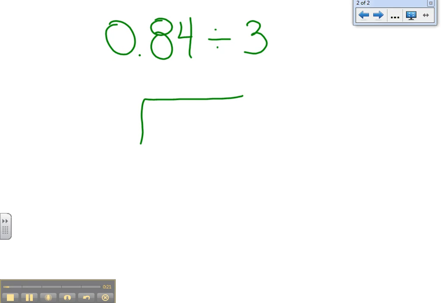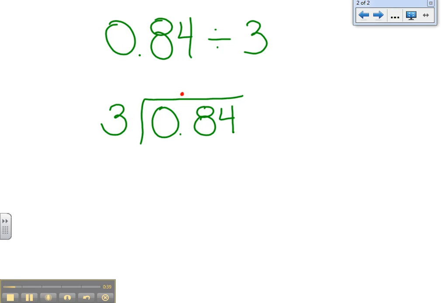The first number is my dividend, so that goes in the house. So 84 hundredths is going to go inside. The divisor, 3, is going to go outside. From here, how I divide a decimal by a whole number is, first, I'm going to bring my decimal point straight up top. So you bring it straight up to your quotient.